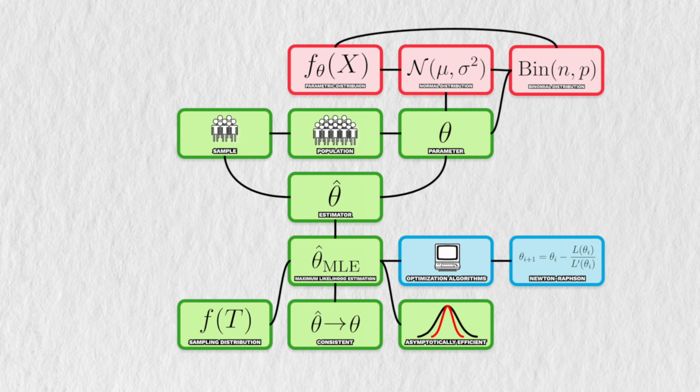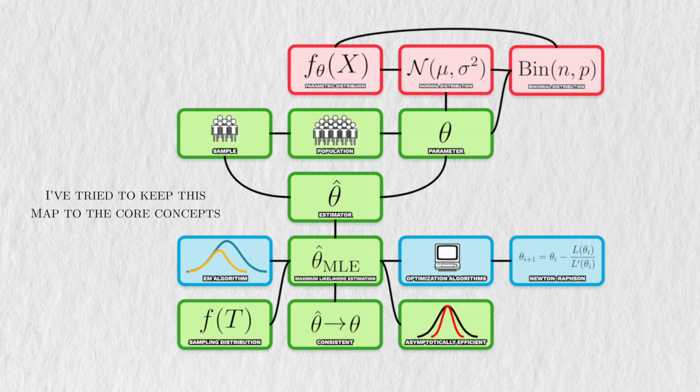Our models might have missing values for data or parameters, but we can turn to the EM algorithm to overcome this problem. Some of the more advanced models you'll learn in the shell are only possible thanks to algorithms like these. I've tried to keep this mapped to the core concepts, but there are so many specific concepts that I've had to leave out just to keep the visual clean.